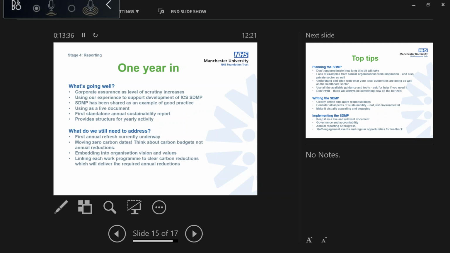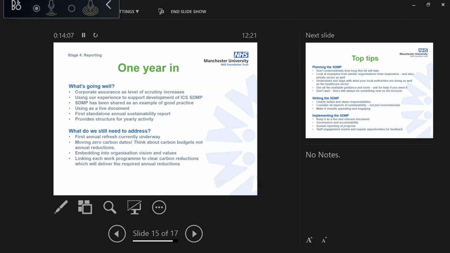What do we still need to do? Well, we are currently doing our first annual refresh because since we put our first strategy out, the Climate Change Act has been changed, and our local authority has changed some of their targets as well. So we're addressing that by being very clear that we're talking about carbon budgets now rather than an annual reduction, and being very clear about what we can and can't achieve within the resources that we've got. So it's less important about the end dates that people are talking about.